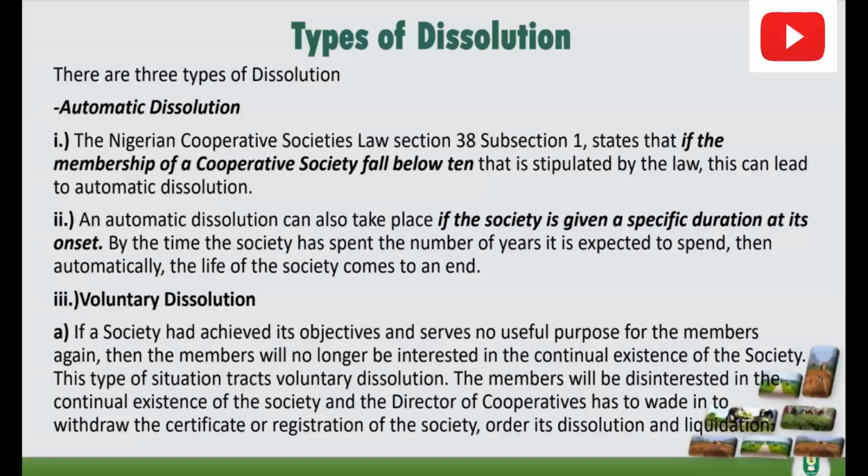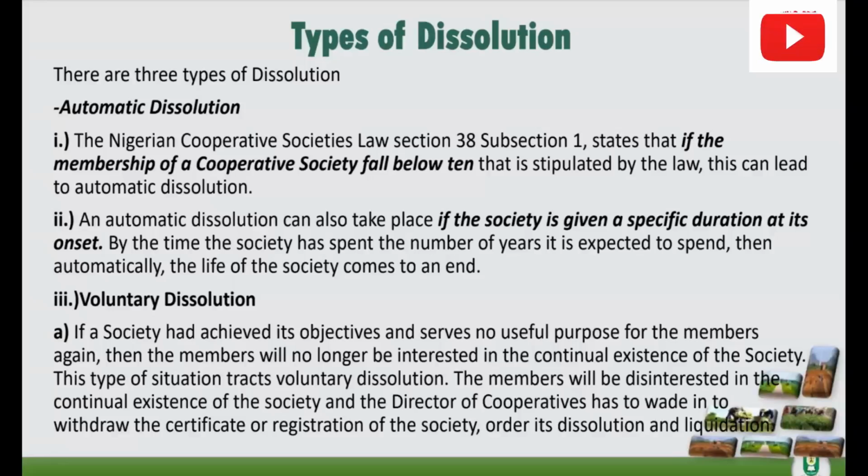Number 3, voluntary dissolution. If a society has achieved its objectives and serves no useful purpose for the members again, then the members will no longer be interested in the continual existence of such a society. This type of situation is referred to as voluntary dissolution. The members will be disinterested in the continual existence of the society, and the director of cooperative has to wade in to withdraw the certificate of registration of the society. So that is voluntary dissolution.